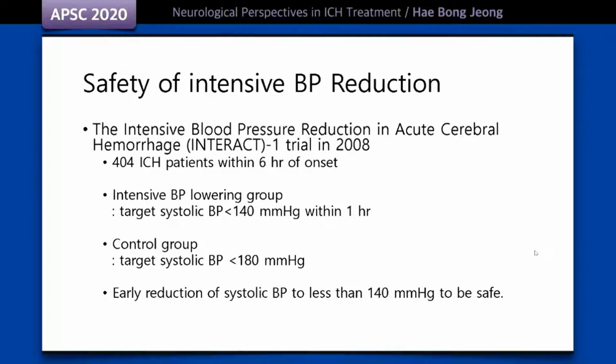The INTERACT-1 trial randomly assigned 400 ICH patients within 6 hours of onset to either an intensive BP lowering group, which targeted systolic BP below 140 mmHg within 1 hour, or a control group targeting systolic BP below 180 mmHg. The aim was to investigate the proportional change in hematoma volume at 24 hours in the two groups. The INTERACT-1 trial found early reduction of systolic BP to less than 140 mmHg to be safe.